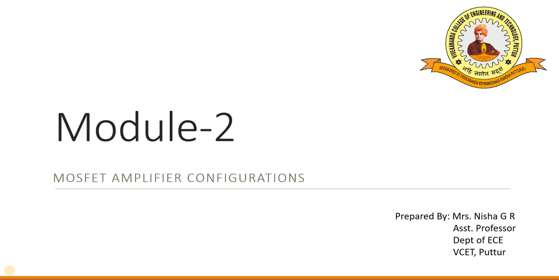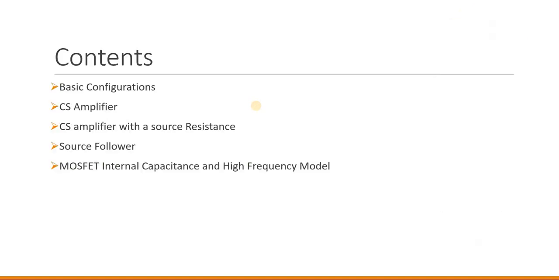Module 2 consists of 4 different topics. The first topic, MOSFET amplifier configuration, I'm going to discuss today. In module 1 we have studied the various concepts under MOSFET, right? So today we are going to see the amplifier configurations. MOSFET amplifier configurations are basic configurations, similar to your BJT, bipolar junction transistor.